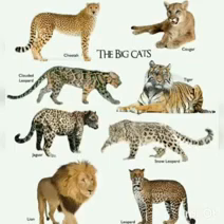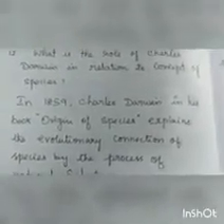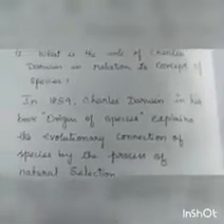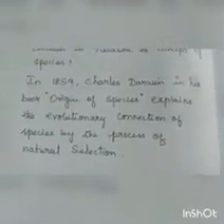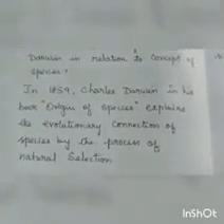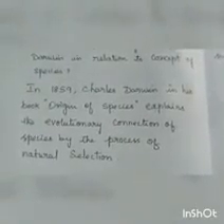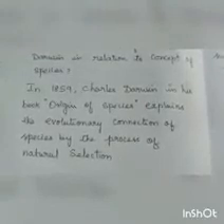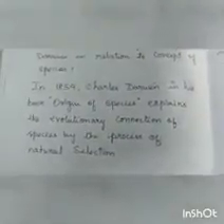And then 12th question. What is the role of Charles Darwin in relation to concept of species? Charles Darwin's theory of natural selection, you know this. Charles Darwin made a great voyage for 5 years. He travelled around the world in search of various habitats of plants and animals. So in 1859 Charles Darwin, in his book Origin of Species, explained the evolutionary connection of species by the process of natural selection.